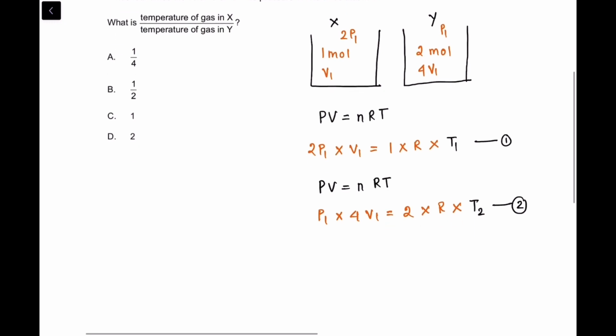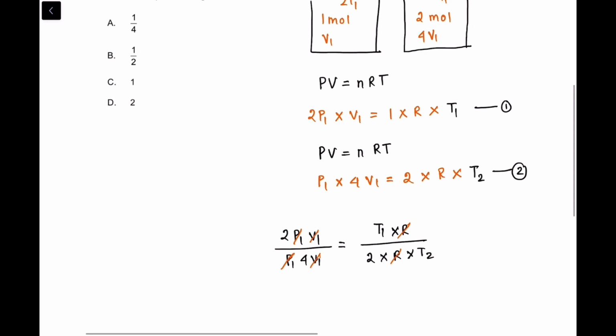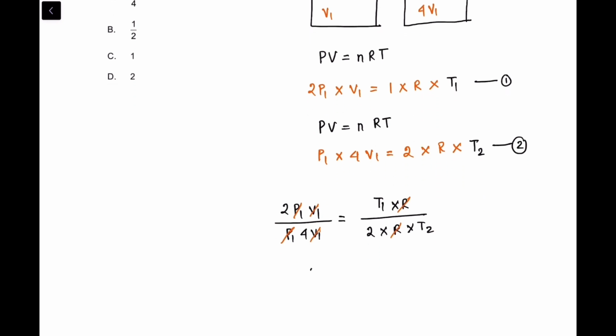Now divide equation 1 by equation 2. So I can write twice of P1 V1 divided by P1 into 4 V1. This can be written as equal to T1 into R divided by twice into R into T2. Right, now cut everything. R is cut by R, P1 is cut by P1, V1 is cut by V1, right? So from here we get 1 by 2.